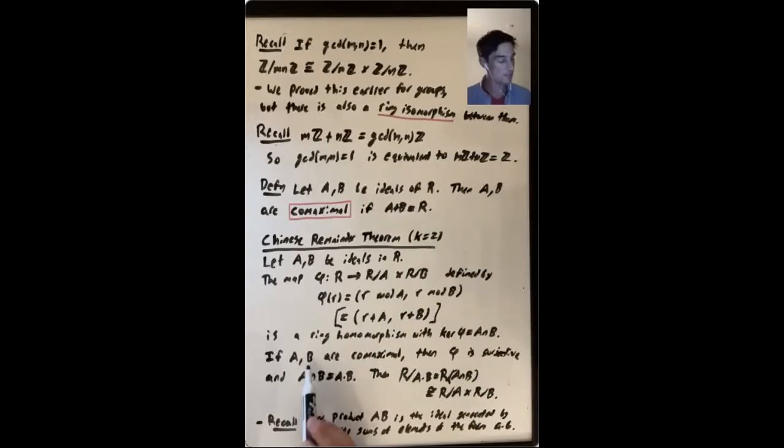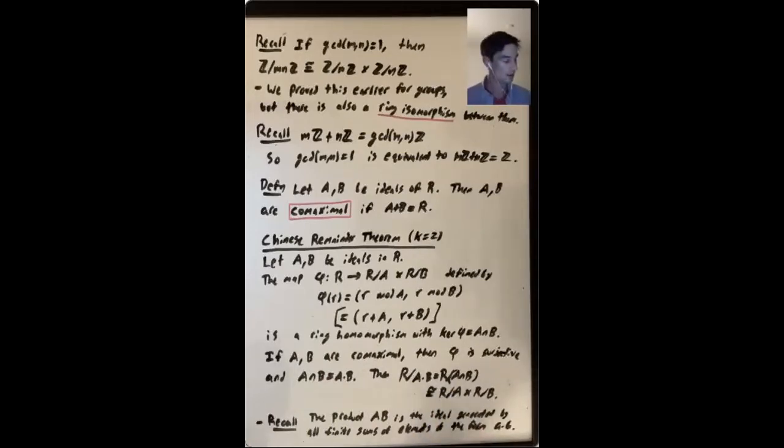So if A and B are comaximal, we'll show that phi is surjective, and this intersection of these two ideals is the product of these two ideals. Now, applying the first isomorphism theorem for rings, we'll show that R mod the kernel, this product A times B, well, that's the same thing as R mod the intersection of A and B, is isomorphic to the image. And since this is surjective, this is R mod A cross R mod B, and this is an isomorphism of rings.